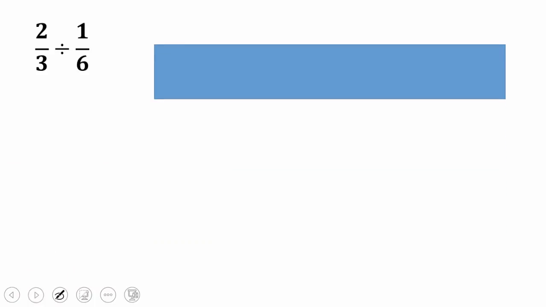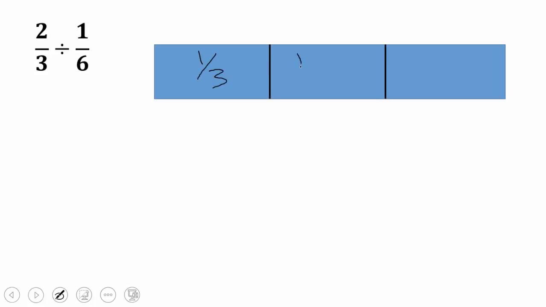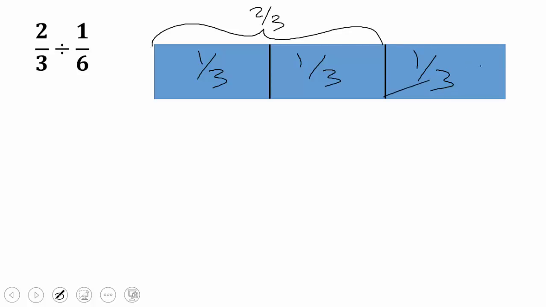Well, it means I have this whole piece. Here's one whole blue bar piece. But I don't want the whole thing, I only want 2/3 of it. So I have to divide it into thirds. When I divide it into thirds, I have 1/3 here, 1/3 here, and 1/3 here. Those 3/3 make a whole. But I don't want all of them, I only want 2 of them. I only want 2/3.